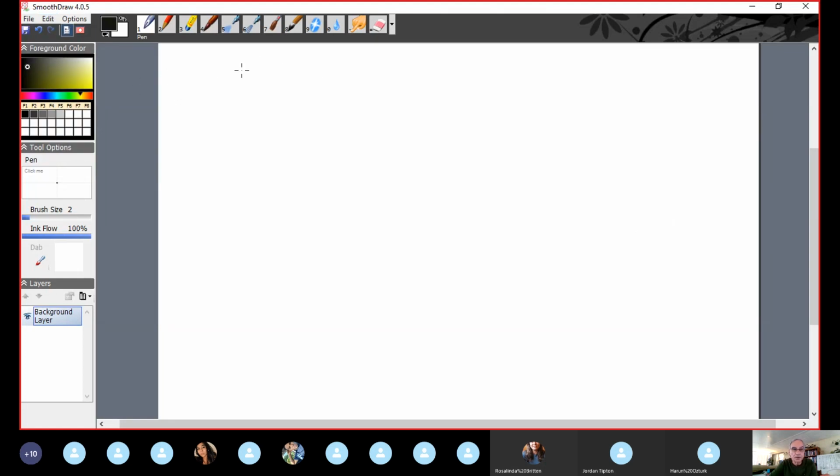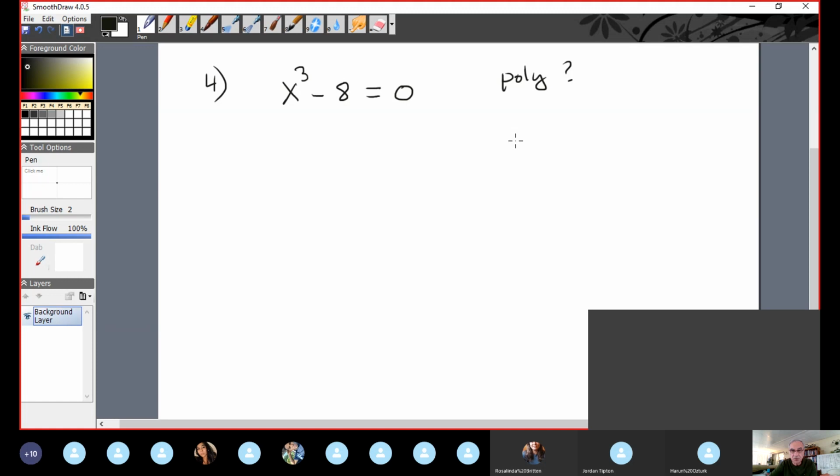Okay, example 4. Let me see. Is x cubed minus 8 equal to 0. Wow. Is it a polynomial? Yes or no? Polynomial, yes or no? Is it a polynomial? Yes, of course, it's a polynomial.